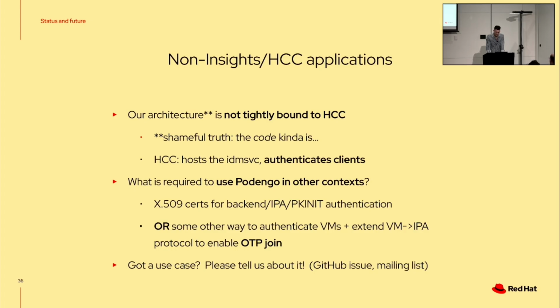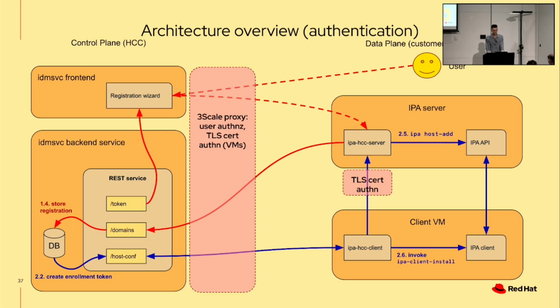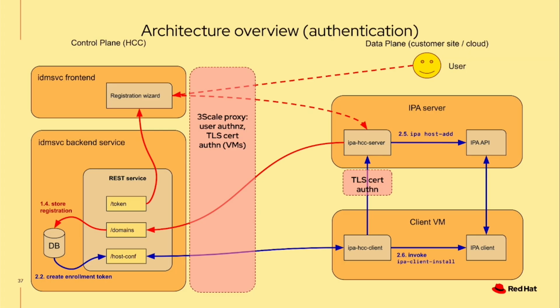And for non-Insights applications of this, the architecture is not tightly bound to Hybrid Cloud Console, although in honesty the code kind of is a little bit at the moment. To use Podengo in other environments and other contexts, you would need to look at how the machines are authenticating to the IPA server and to whatever environment the IDM SVC services are running in. In Hybrid Cloud Console, we have a 3-scale proxy, and it's doing TLS certificate authentication using the subscription manager certificate.